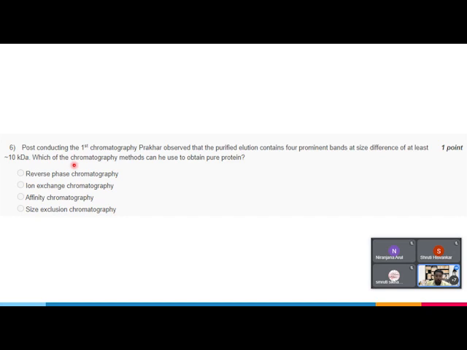So we move on and see what happened next. Post conducting the first chromatography in which he got multiple bands, Prakhar said, okay, now I have to separate the bands and understand what is going on. So he wanted to purify the elution containing 4 bands that had size difference of at least 10 kilodalton.